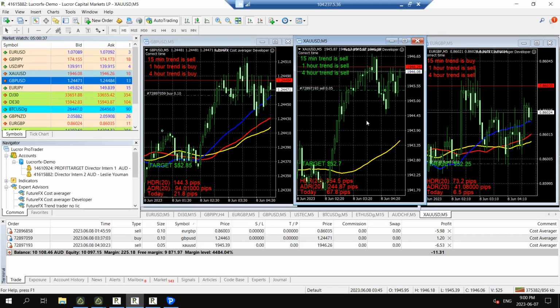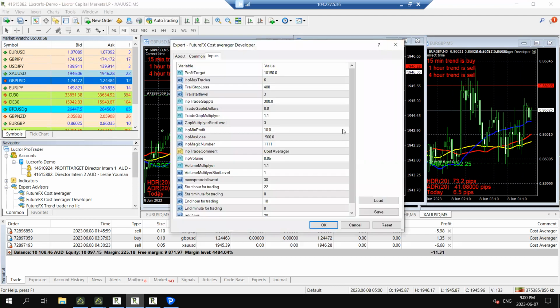Now, the distance between these trades, we just call the trade gap. And the more volatile that pair is, so the bigger the average daily range is, the bigger you most likely want to have your trade gap. So, for example, on gold, the most volatile of these three pairs, I have my trade gap set at 300. That's actually 300 points, so 30 pips.